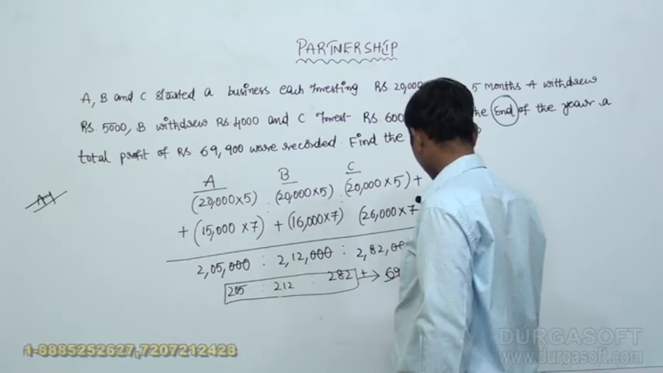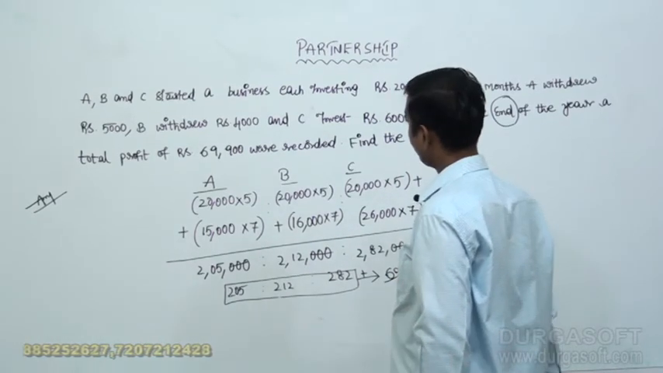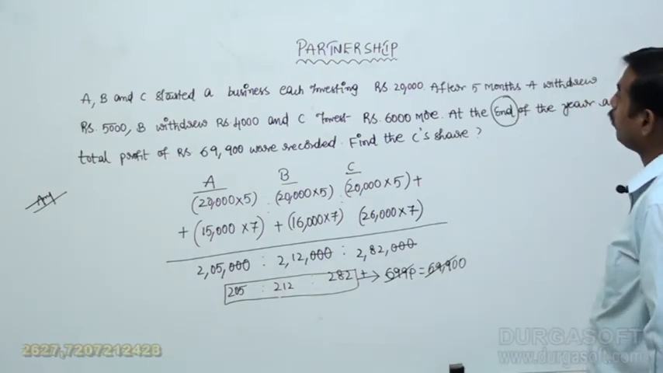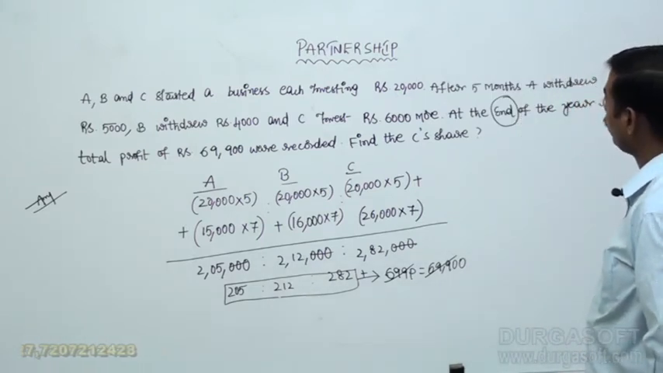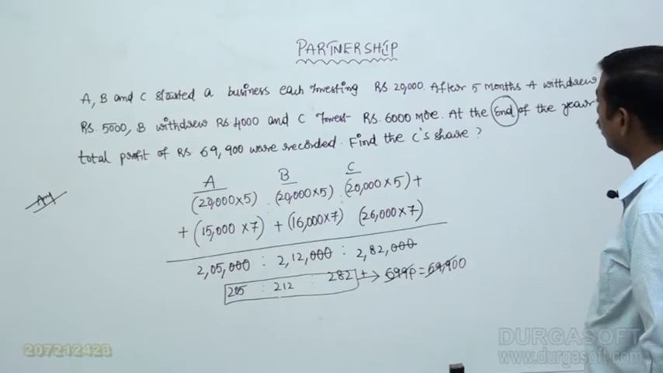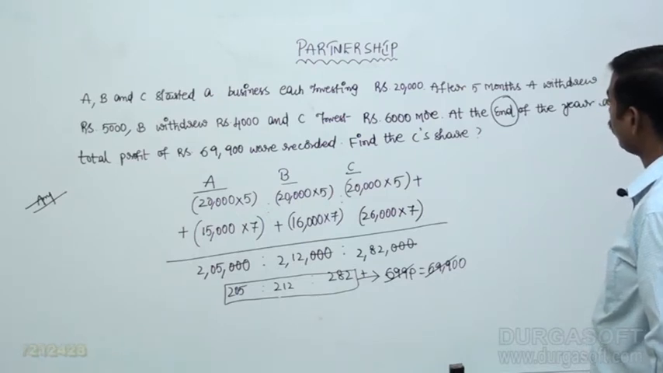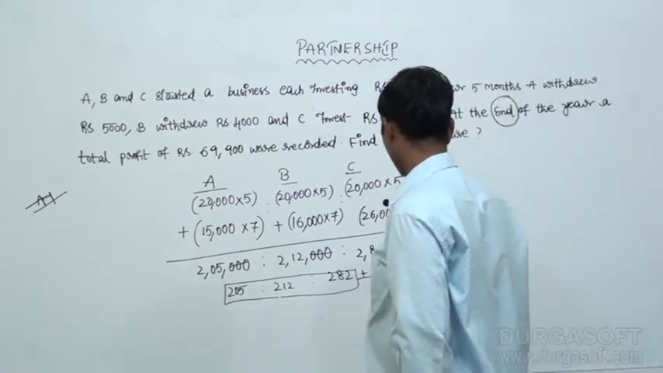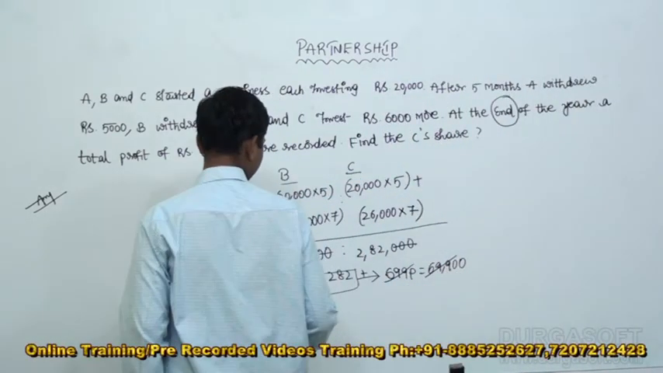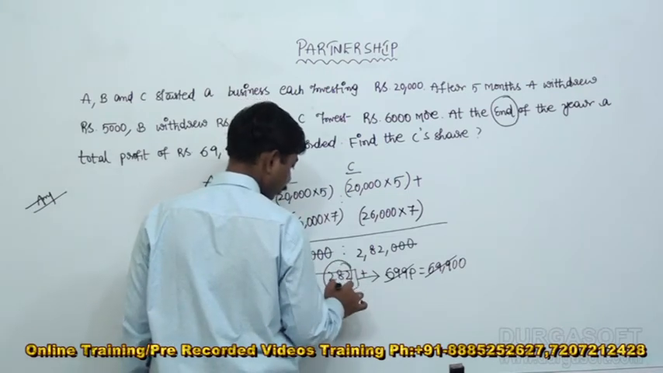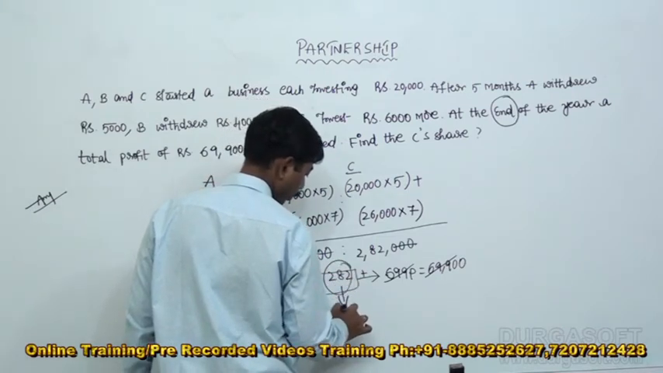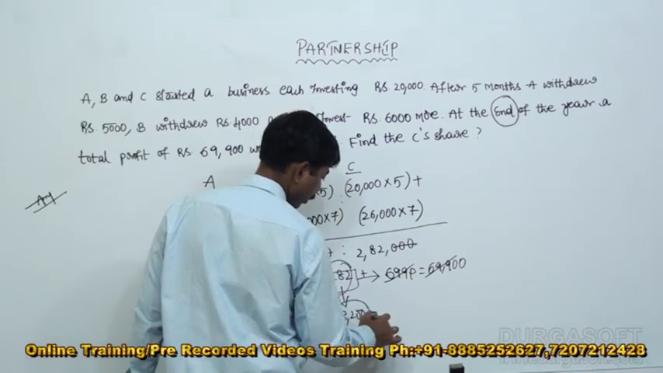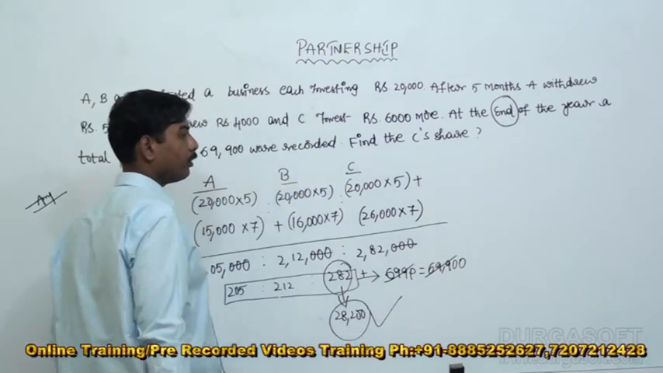One part of a profit equals to how much, my dear guys, here? One part of a profit equals to 100. One part of a profit equals to 100 means whom we have to answer here? We should answer for C. What about the share of C here? 282 parts only. One part equals to 100 means 282 parts equals to how much here? 28,200 rupees should be the share of C in the distribution.